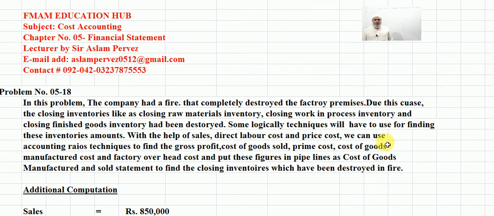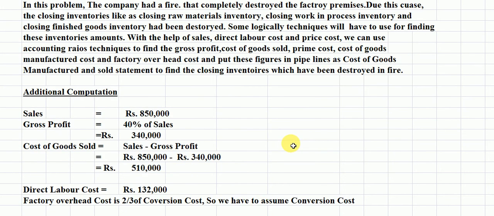We can use accounting ratio techniques to find the gross profit, cost of goods sold, prime cost, cost of goods manufactured, conversion cost and factory overhead cost, and put these figures in a cost of goods manufactured and sold statement to find the closing inventories which have been destroyed in the fire. Students, let's start the additional computation.